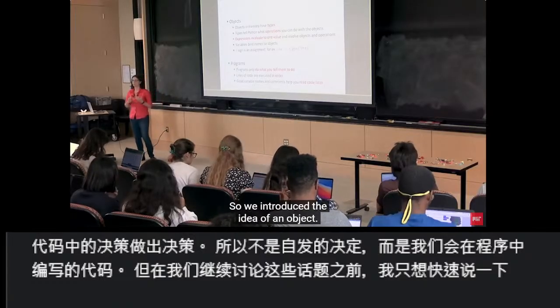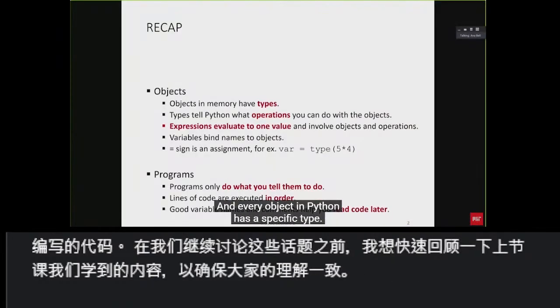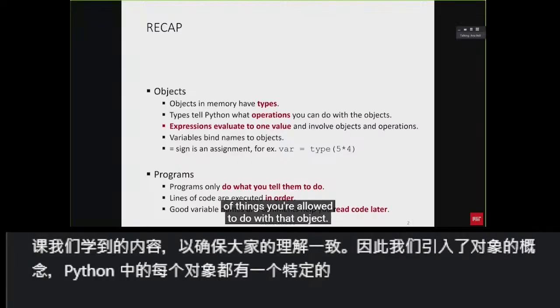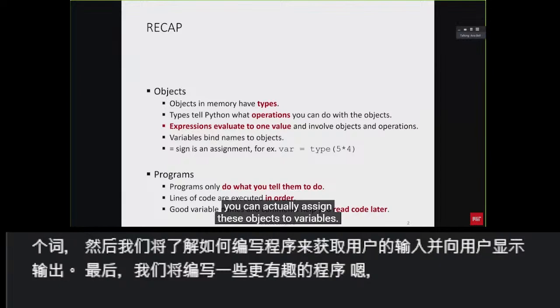So we introduced the idea of an object, and every object in Python has a specific type, and the type tells Python the kinds of things you're allowed to do with that object, okay? We talked about once you have objects, you can assign these objects to variables, and these variables basically bind a name to the object in memory.